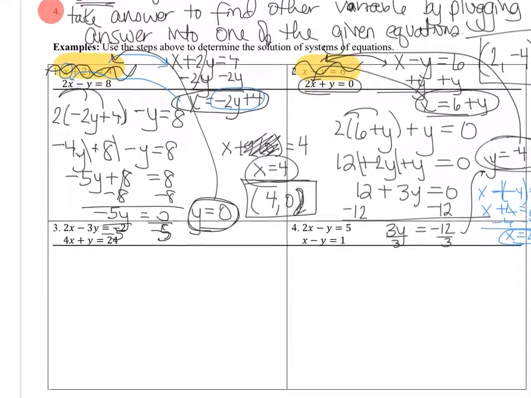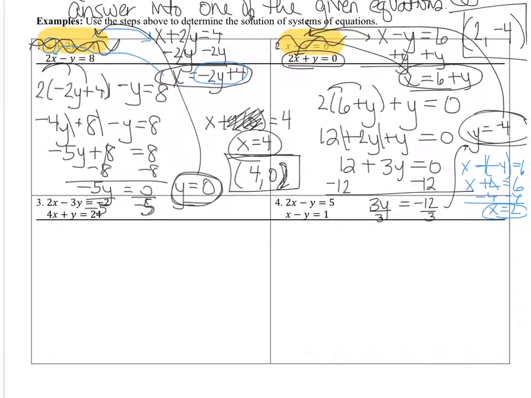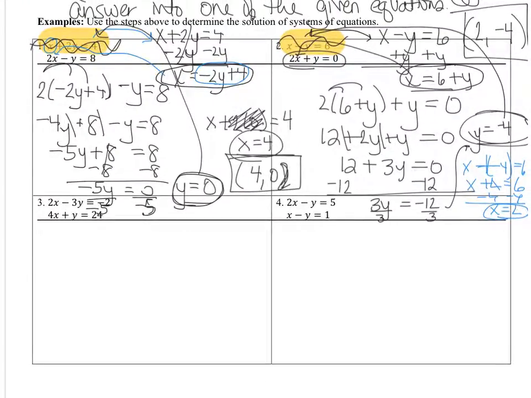Alright, let's look at the next one. I want you to pause this video and take a couple minutes and attempt this on your own. Just attempt number 3, and then we'll unpause this video and go through it together. So, step 1. Highlight the equation that has a variable that's positive without a coefficient. Which equation is that? That's the second one. Let me write in highlighter.